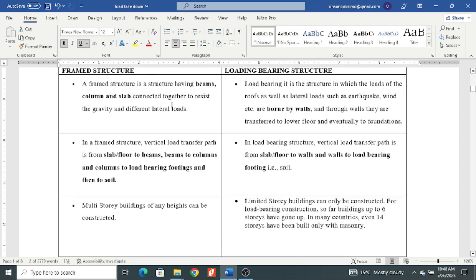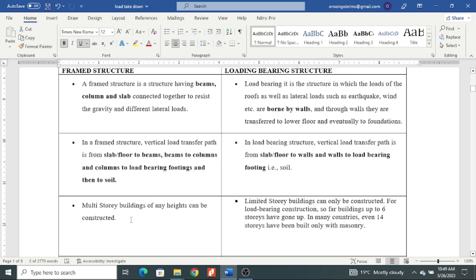For framed structures, we can construct multi-story buildings of any height. Actually, right now we have surpassed 1 kilometer high structures. How tall is the Burj Khalifa? Go and find out. And then we have structures which are already coming up, which are even taller than the Burj Khalifa. Now, when you have such structures, you cannot have them as load bearing, but those structures are normally framed structures because the loads are massive and the heights are also very high.